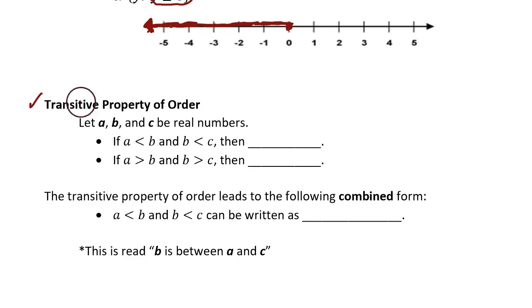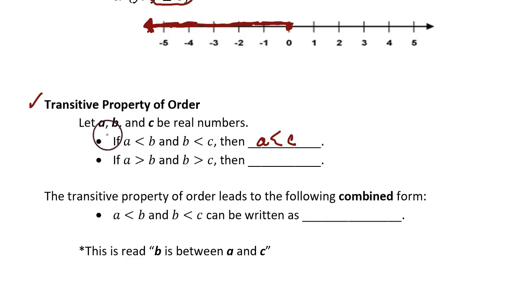Next, let's discuss another axiom. This one is the transitive property of order. Let A, B, and C be any real numbers. Then the following two statements are true. If A is less than B and B is less than C, then we could say that A is less than C. Is that common sense for you?